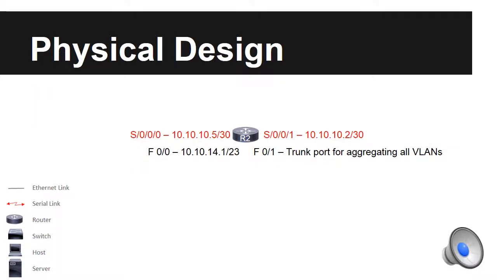Here we have router 2. It's quite busy, so I'll begin with the serial interfaces. First, we'll go with 0/0/0. It gets a 10.10.10.5 IP address with a /30 subnet. And on the right, we have a 0/0/1 serial interface. It gets 10.10.10.2 with a /30 subnet. For our fast Ethernet interfaces on port 0/0, it gets 10.10.14.1 IP address with a /23 subnet. And on the right, we have our 0/1 port, which is our trunk port for aggregating all VLAN traffic.